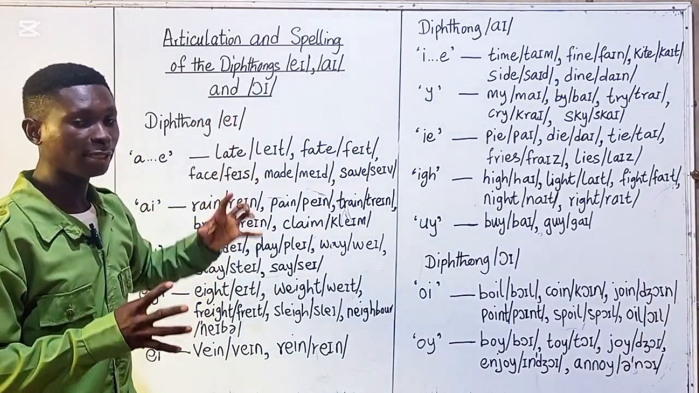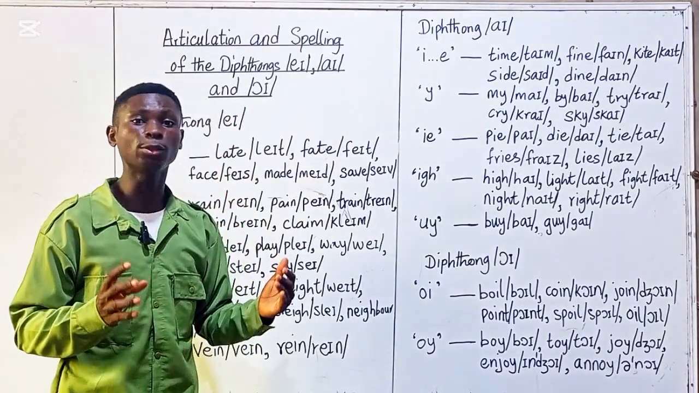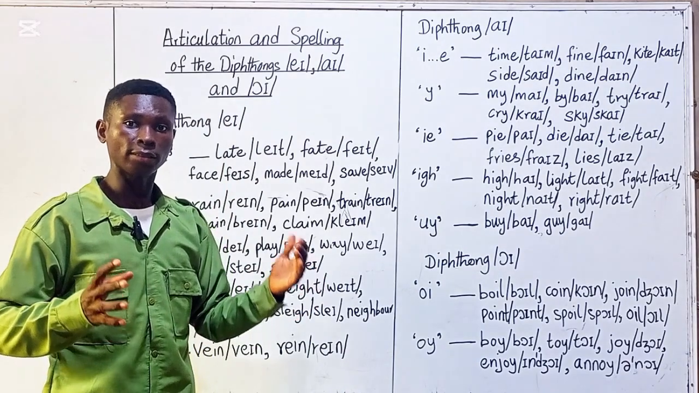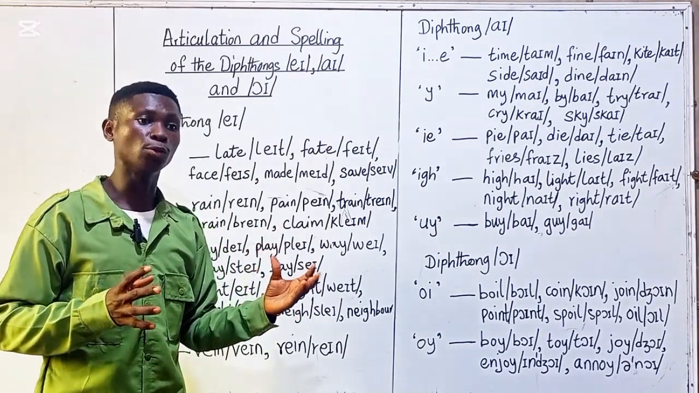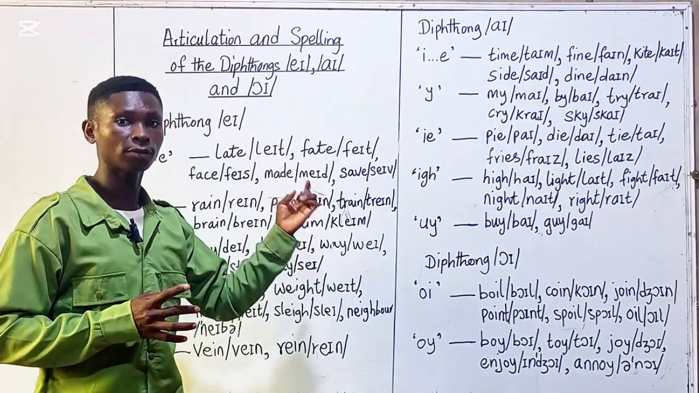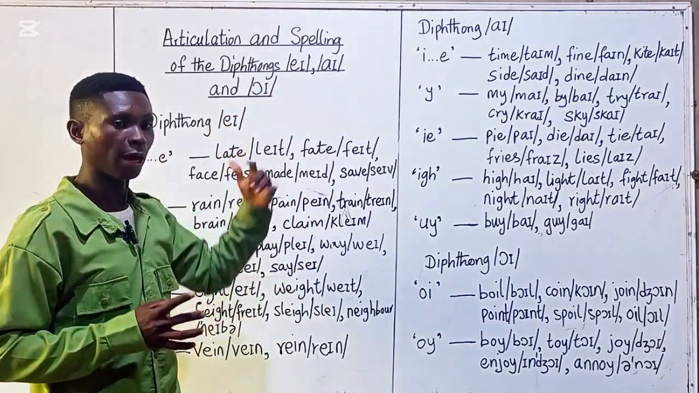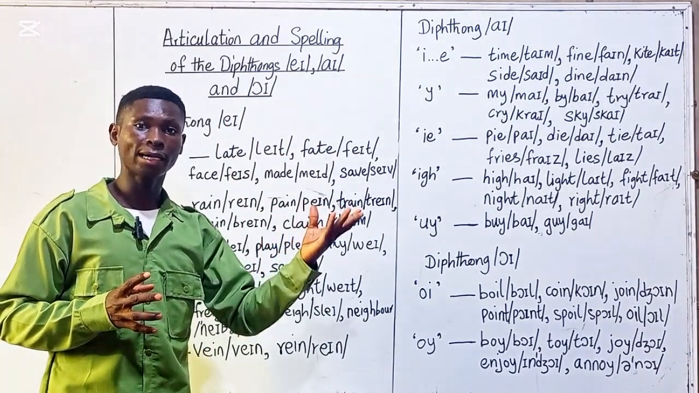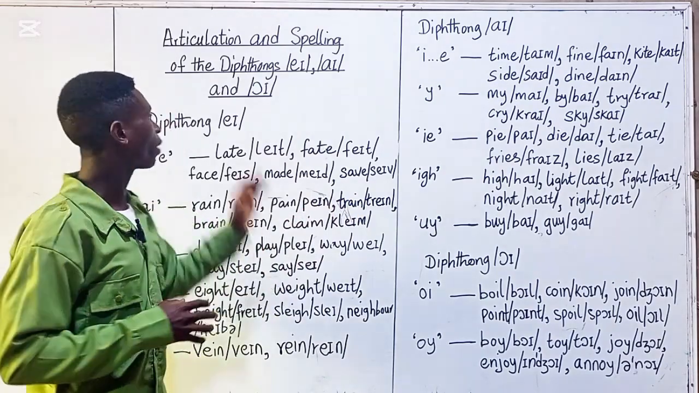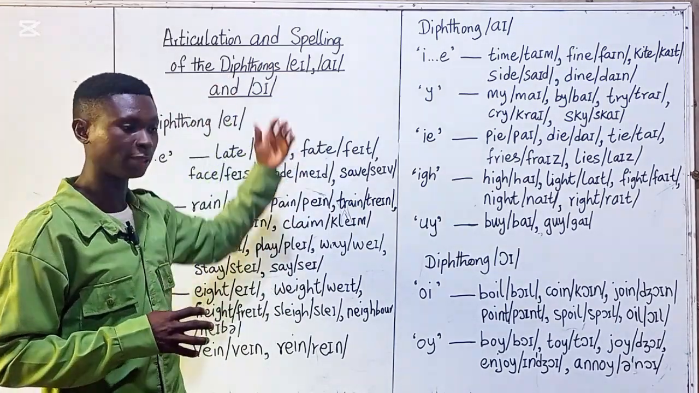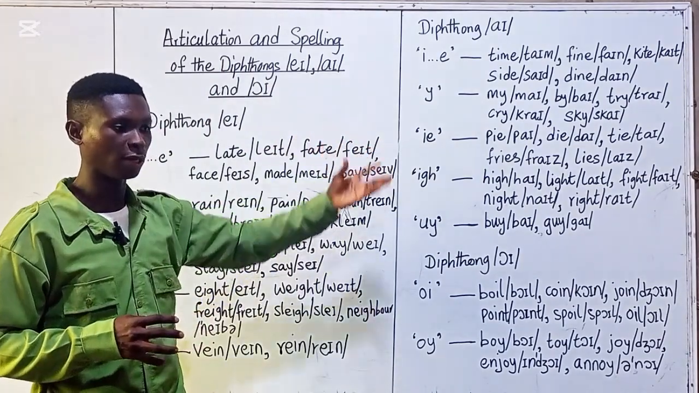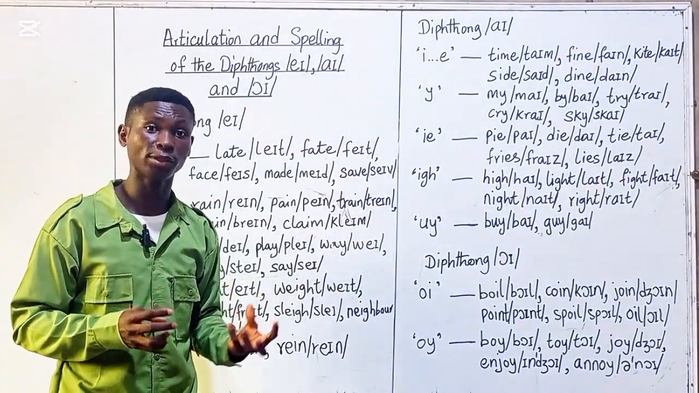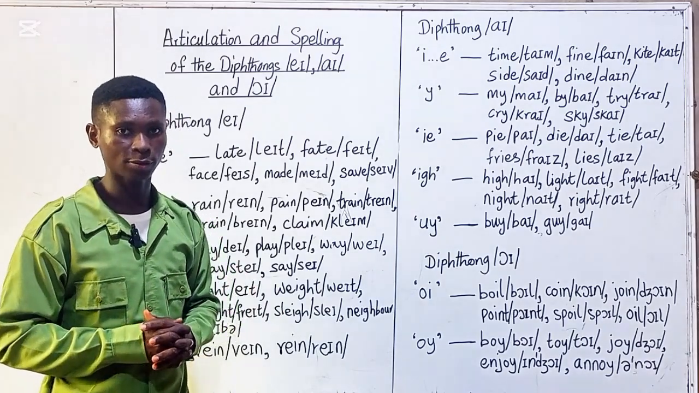Remember, the closing diphthongs are divided into two. The ones that glide to the high front sound E, and the ones that glide to the high back sound U. So we are taking these three. Later on, we'll consider the other two and also talk about the centering diphthongs.